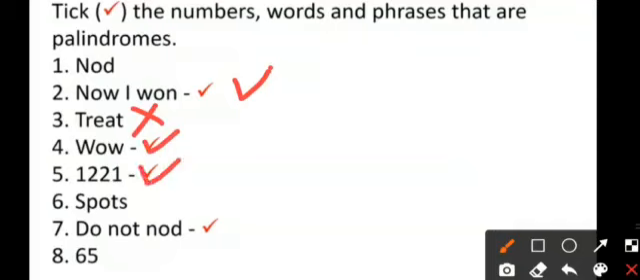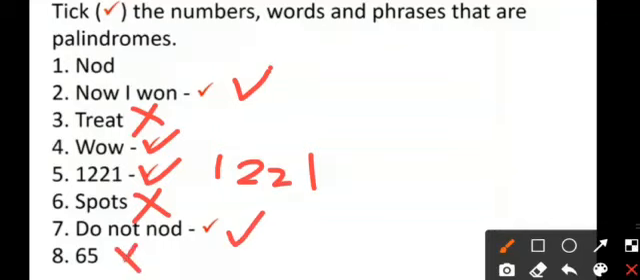1 2 2 1. If we read from right to left, this number will become again 1 2 2 1. So this number is a special one. Sports is not a special word. Do geese see God? No, "Do not nod": yes, this is a special one, or we can say a palindrome. 65 is not a special number, because if we try to read from right to left, it will become 56. So this is not a special number. Like this you have to solve.